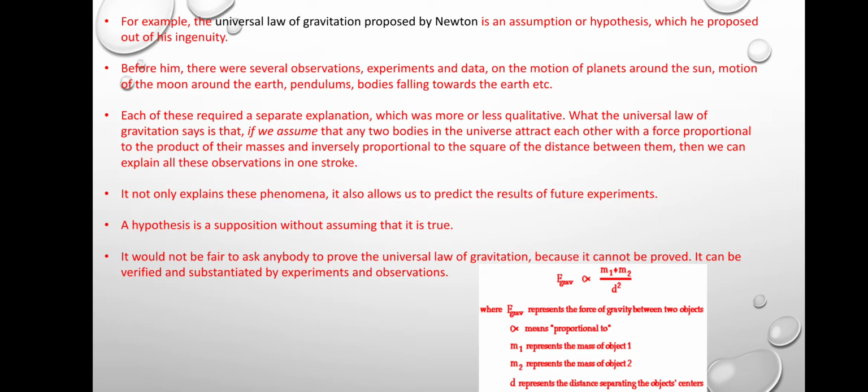Yes. So it would not be fair to ask anybody to prove the universal law of gravitation because it cannot be proved. It can be verified and substantiated by experiments and observations, right? So we already know that the gravitational force is directly proportional to the product of the masses and inversely proportional to the square of the distance between the objects, right?